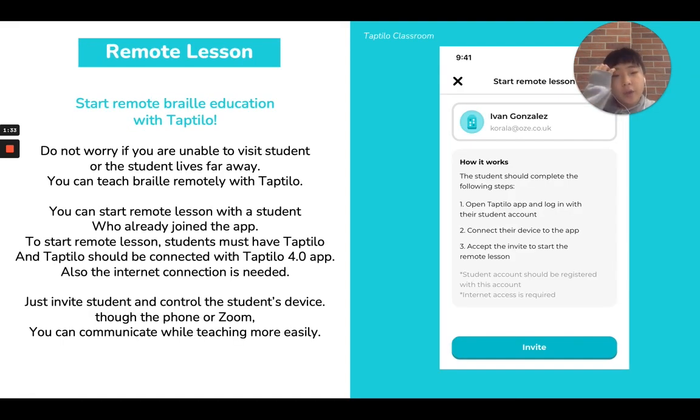The second key feature of Taptilo is remote lesson. With Taptilo, teachers can start remote Braille education. Teachers can start remote education with the student who already joined the app, Taptilo 4.0. When the student's app and student's device are connected, teachers can send the invitation through the Taptilo Classroom app. When the students accept the invitation, teachers can control the student's device even if they are located far away. Through the phone call or Zoom, teachers and students can communicate more easily while teaching remotely.